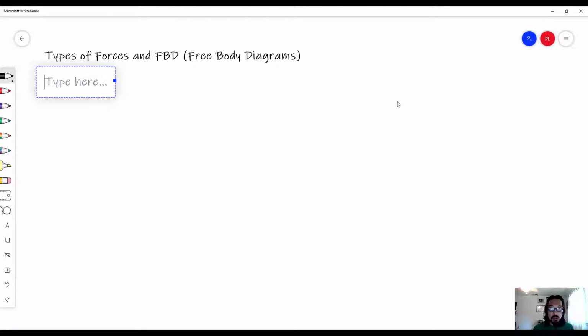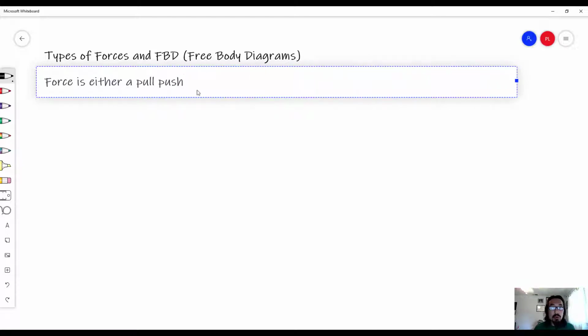Now, a good place to start is the definition of a force. A force is either a push or a pull. Whenever something pushes or pulls on a different object, that is considered to be a force. Now, this definition can get a little bit deeper. For example, the object experiences an acceleration. So if you remember, an object experiences an acceleration when it either speeds up, slows down, or changes directions.